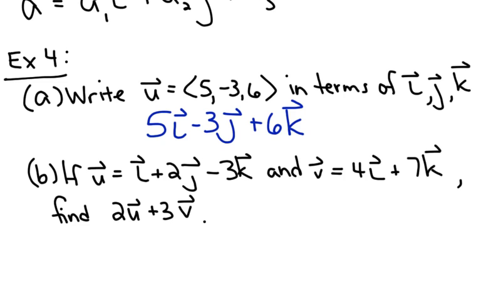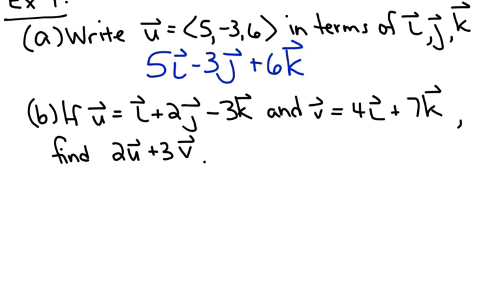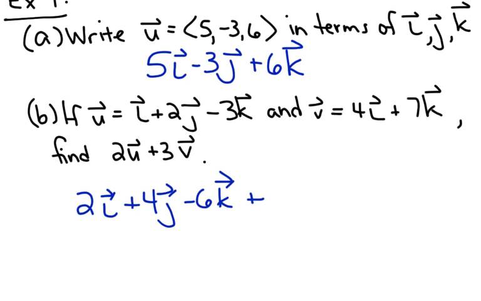In part B, vector u is i plus 2j minus 3k, and vector v is 4i plus 7k. I want to find 2u plus 3v. Well, 2u is going to be 2i plus 4j minus 6k. And I'm going to add to that 3v, which is going to be 12i plus 21k.